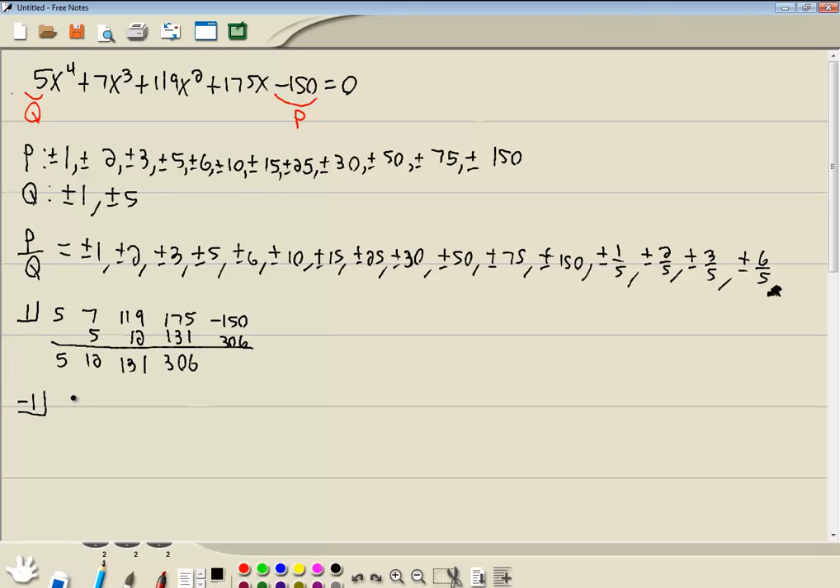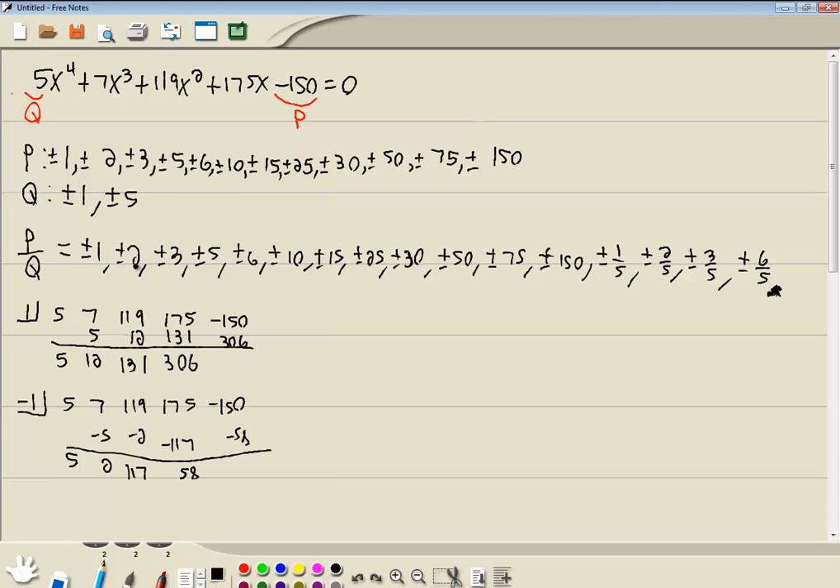So we'll plug in negative 1. So I got 5, 7, 119, 175, negative 150. Okay. Let's see. Add, multiply, add, multiply, add, multiply, add. 58. Multiply. It's not going to be 0, so that doesn't work.